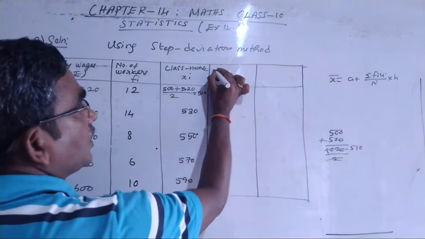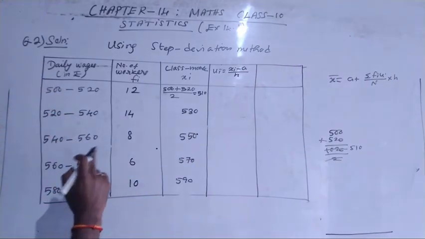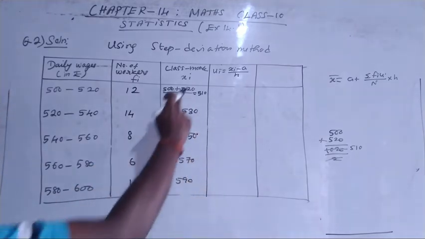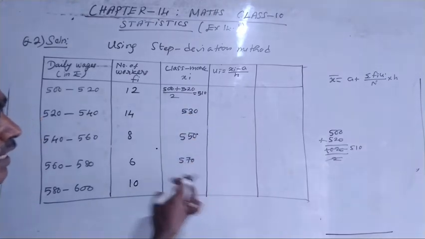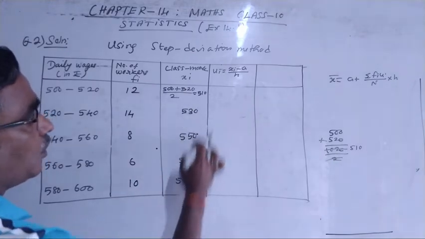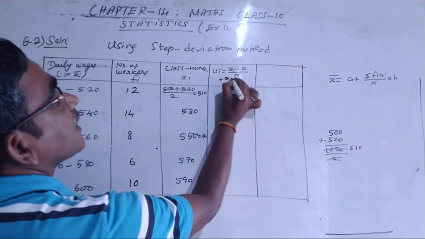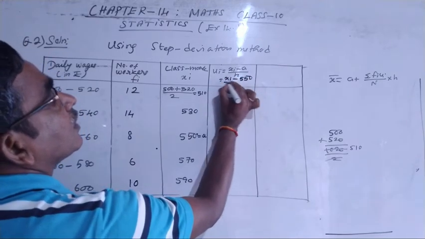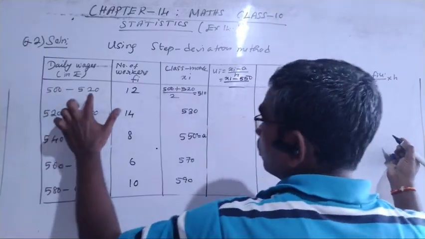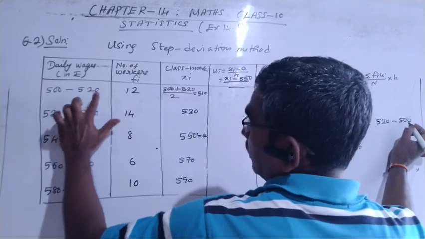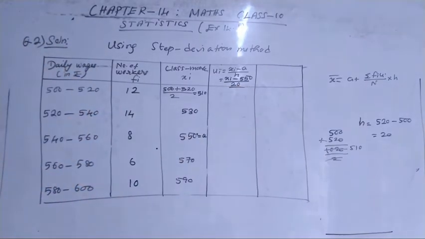Now we go for Ui. Ui means Xi minus A divided by H, where H is the width of the class interval. A is the assumed mean, and you can select any one of 510, 530, 550, 570, 590, but it is better to select the middle one. Here there are 5 numbers, so this middle number is selected as the assumed mean, A equal to 550. The width of the class interval is the difference between these two: 520 minus 500, upper limit minus lower limit, so class size H equal to 20.